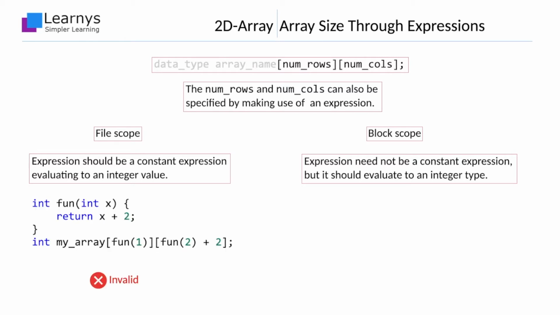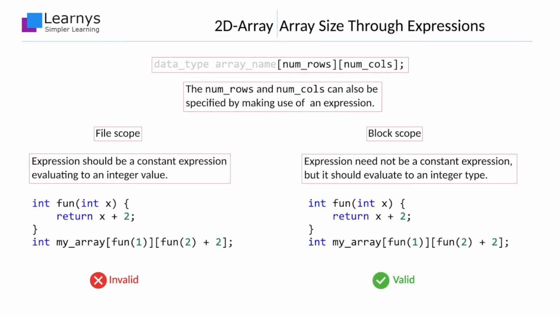For example, this statement will not compile in file scope because non-constant expressions are used to define the array dimension, but it will compile without an error in the block scope and will define an integer type two-dimensional array having 3 rows and 6 columns. Please refer to the video on expressions for a better understanding of constant and non-constant expressions.